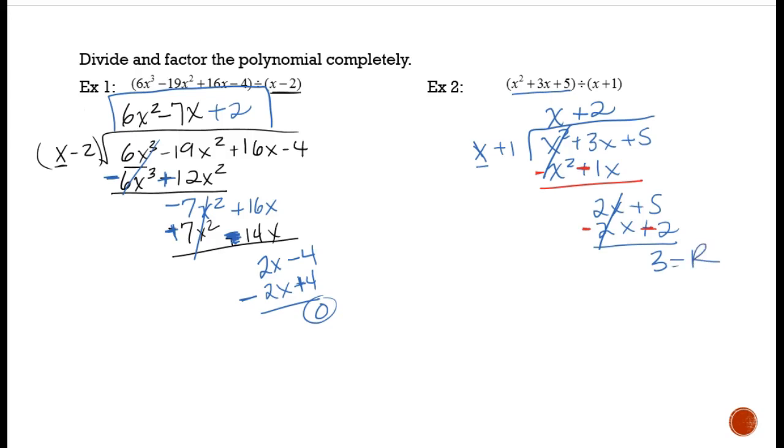All right, so the way you write your answer then is x plus 2. The 3 is positive, so we'll say plus, and then you write it as a fraction, 3 over whatever your divisor was, x plus 1. And that's how you write your answer when it has a remainder.